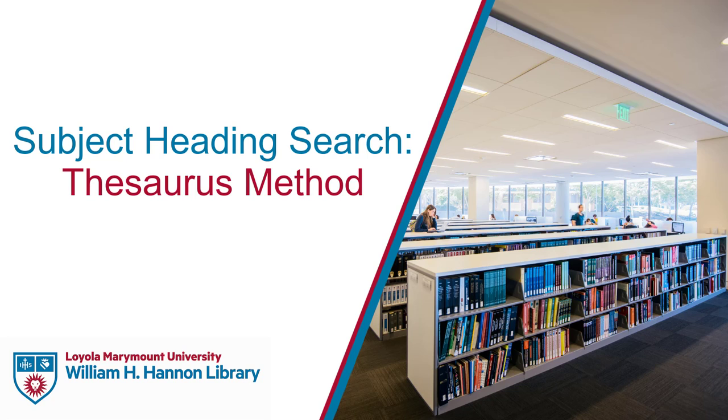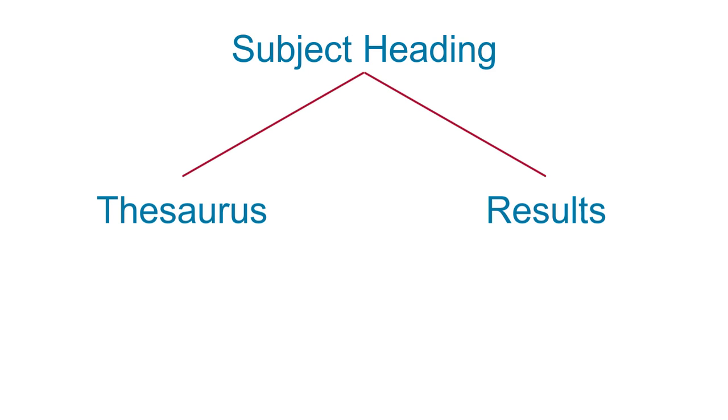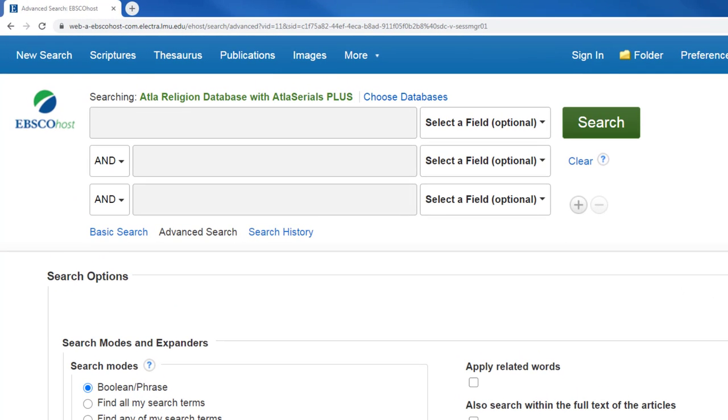Since subject heading searches provide more relevant results for your research questions, let me show you how to perform a subject heading search. There are two methods for finding subject headings. In this video, we will learn how to find subject headings using a thesaurus. While not all databases have a thesaurus, many with this EBSCOhost logo do. However, the thesaurus may have a different name based on the database you use.